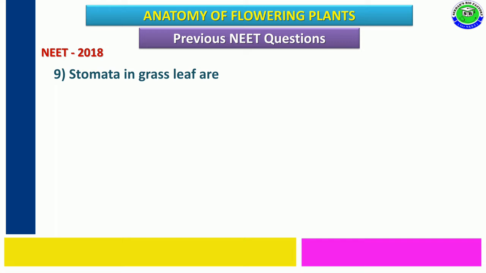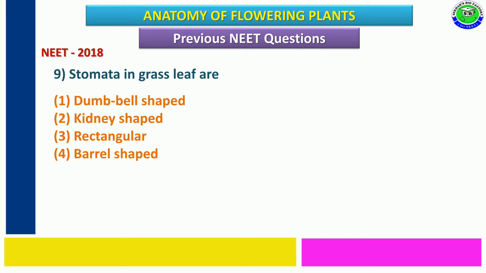NEET 2018, question number 9. Stomata in grass leaf are first option dumbbell shape, second option kidney shape, third option rectangular, fourth option barrel shape. The correct answer is first option.